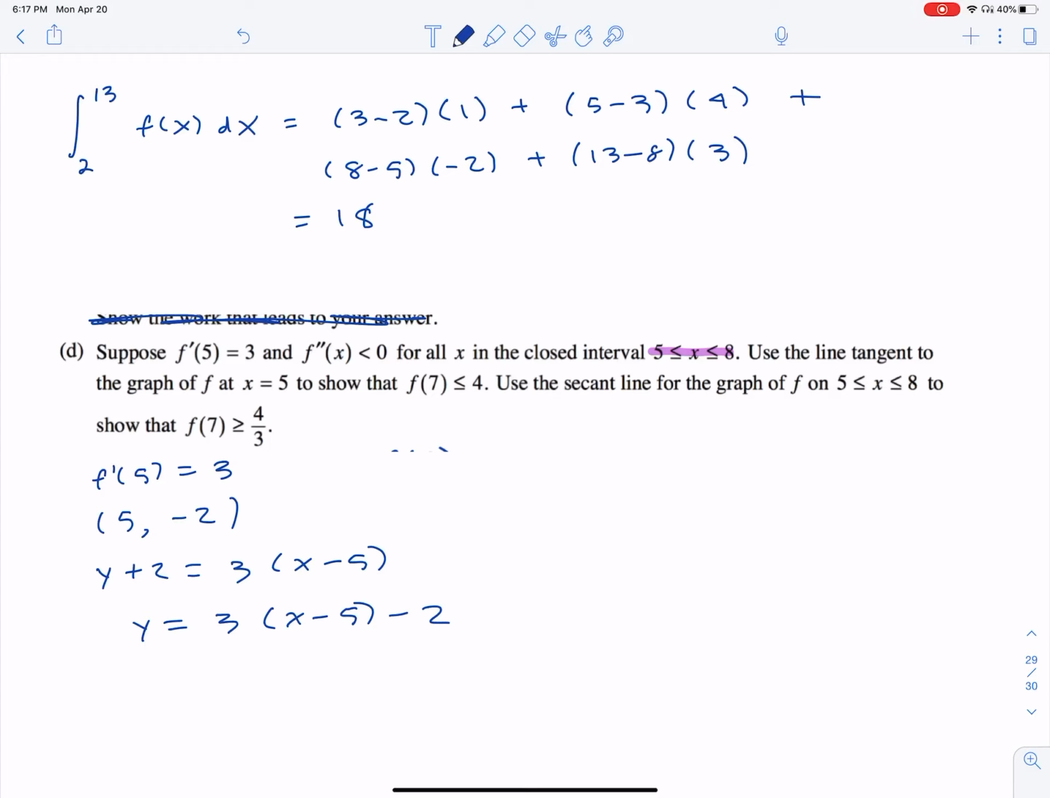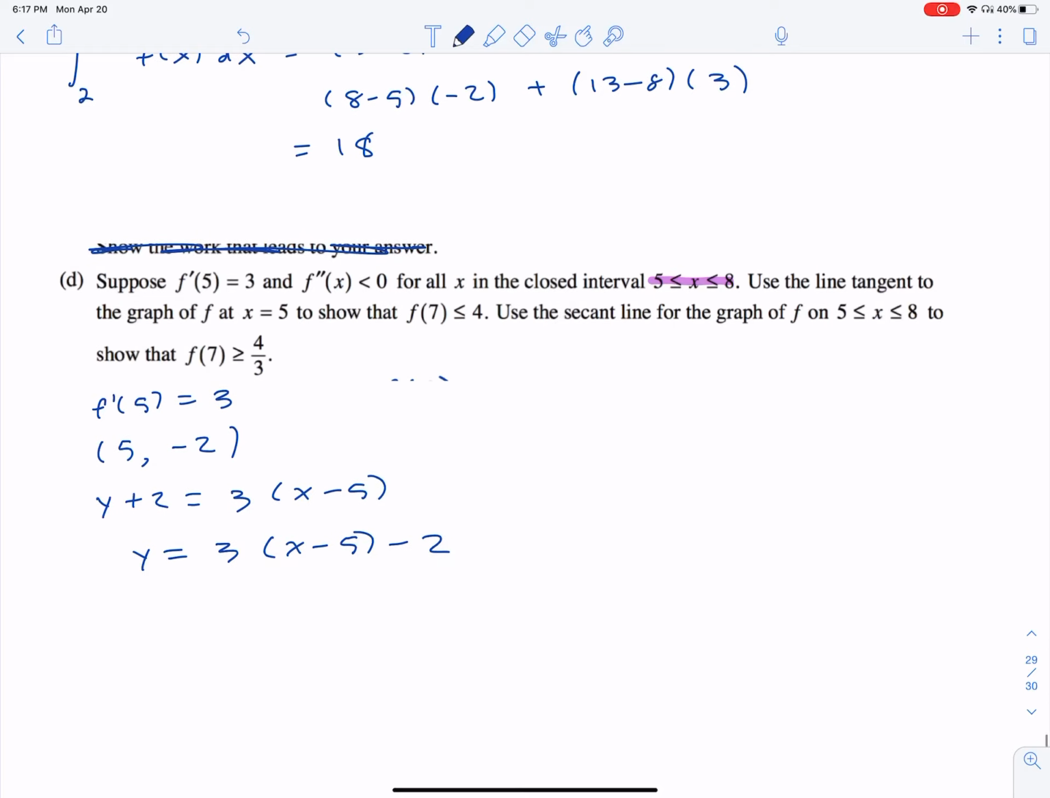Use the line tangent to the graph at x equals 5 to show that f of 7 is less than or equal to 4. Okay, so I'm going to evaluate my line and see what it comes up with. I'm going to evaluate when x equals 7. So I get 3 times 7 minus 5, minus 2. This is going to be 3 times 2, which is 6, minus 2, which is 4. So in other words, y of 7 equals 4.